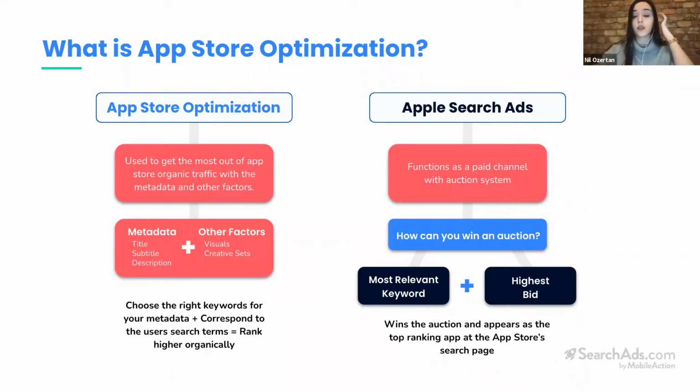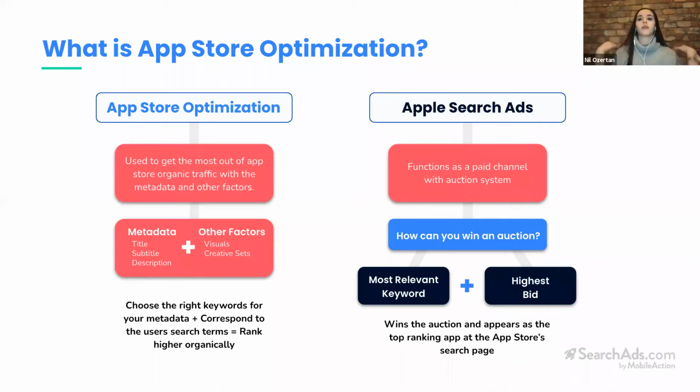So ASO is a really important tool for any advertiser that helps their apps to be ranked higher, which has a tendency to bring higher installs, which could later turn into higher conversion rates. There are surely many other factors that affect the app's ranking. However, the most important ones are selecting the right and related keywords to use through App Store optimization. In a more rephrased sense, we use App Store optimization to get the most out of App Store organic traffic with the metadata and other factors.